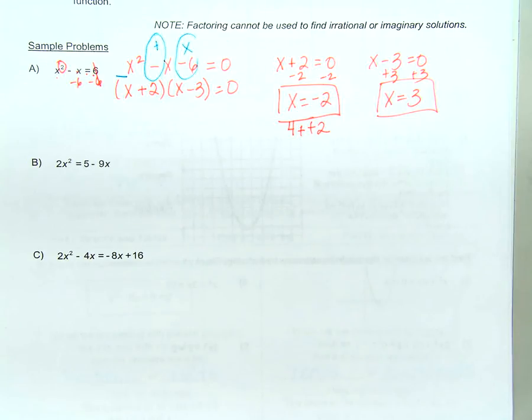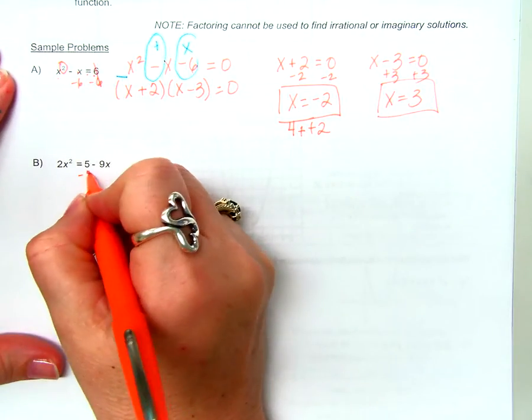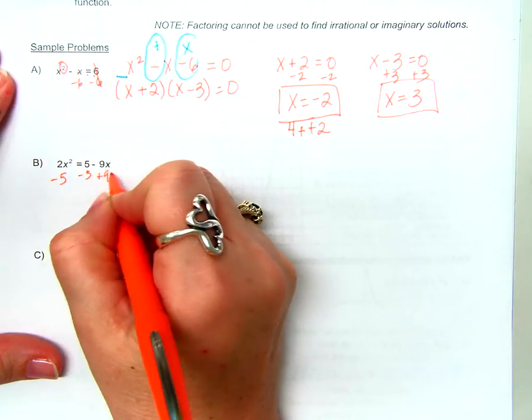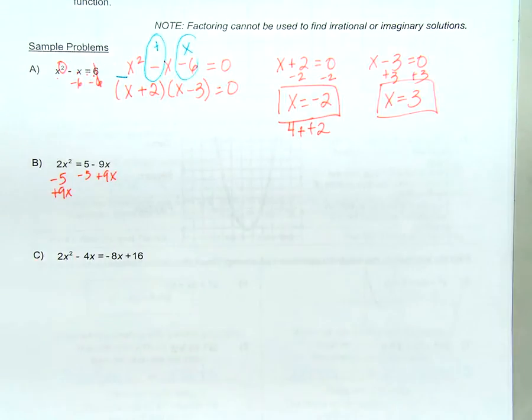Step 1. What's step 1? Equal 0. Get it equal to 0. I want to subtract 5 from both sides, and I want to add 9x to both sides. Okay, so why didn't I just subtract 2x squared from both sides? Wouldn't that have been easier? Right now it would have. Later, it would have made the problem harder. If I have a choice, I want to keep my x squared term positive. My a value, I want to keep it positive.